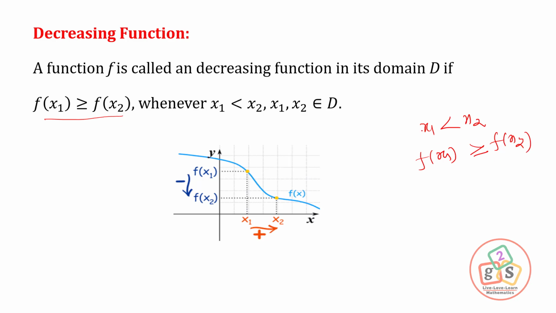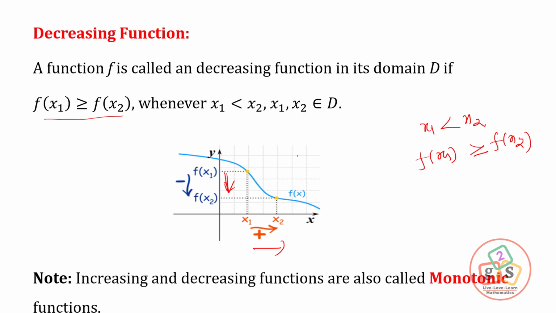That is, when x values are increased, x1 is changed into x2, whereas the f of x1 value is decreased into f of x2. So the value is decreasing whenever x is increasing. So this is nothing but a decreasing function. And we make a note that increasing and decreasing functions are also called monotonic functions.